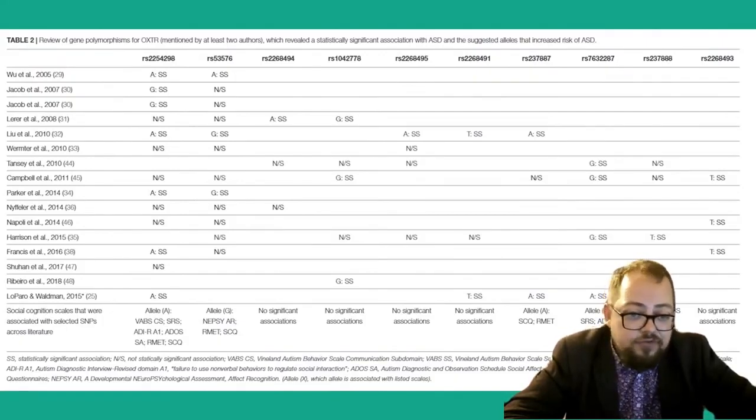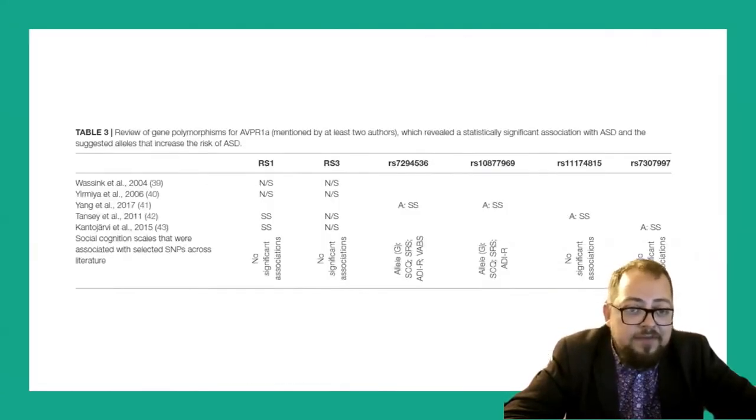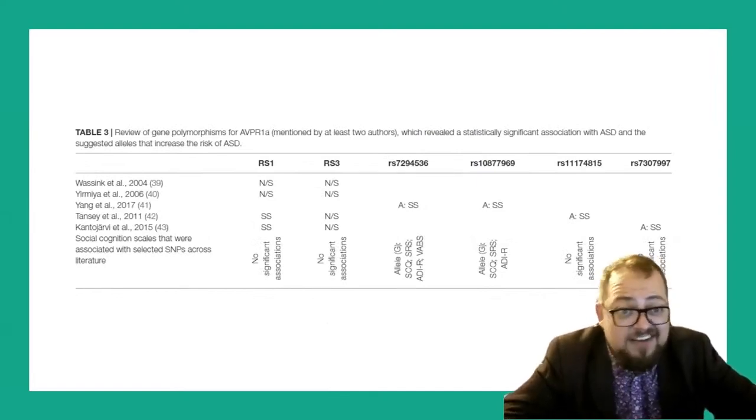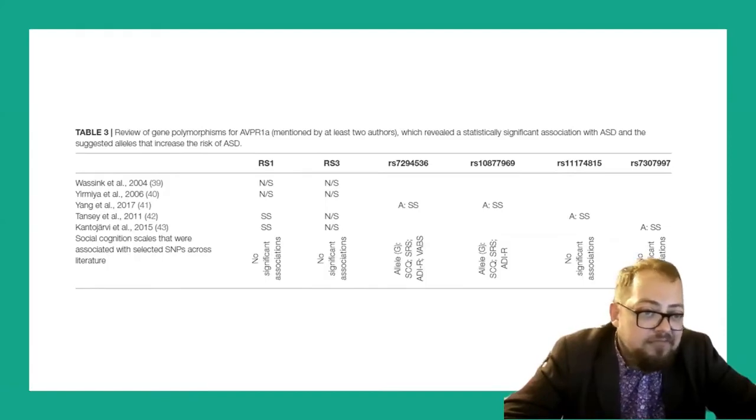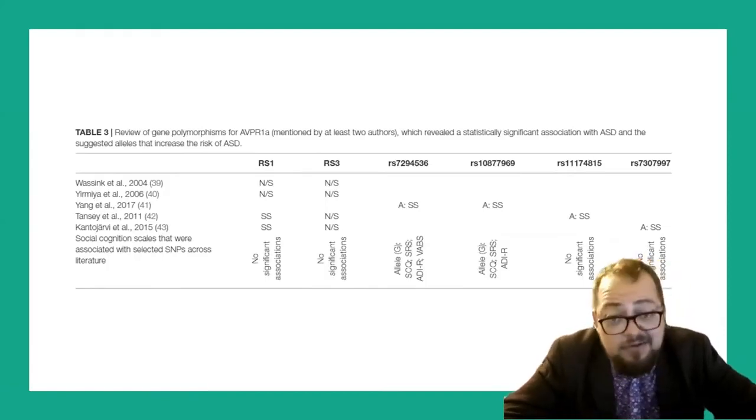And a similar situation was also in the vasopressin receptor gene. However, as you can see, there is a lack of many studies. In fact, there were about five studies about that in the literature. So it was not that popular a topic.